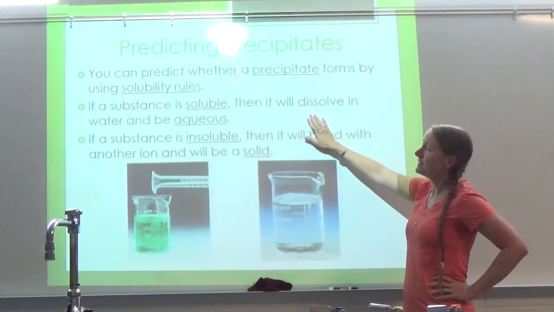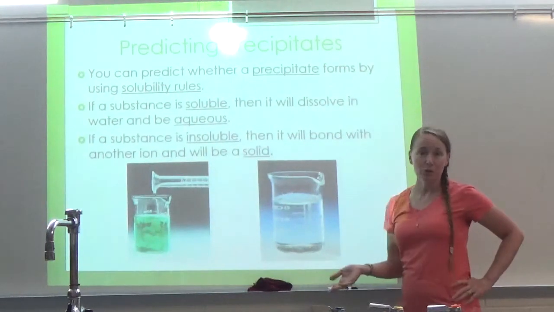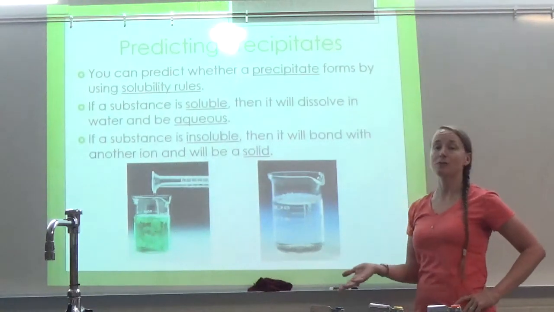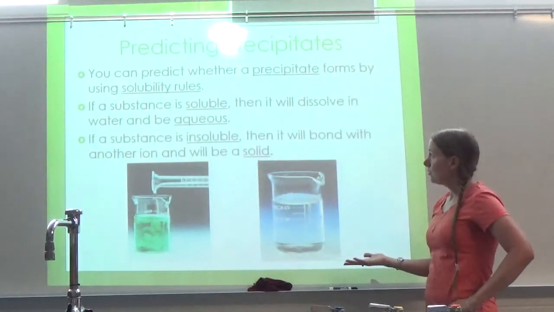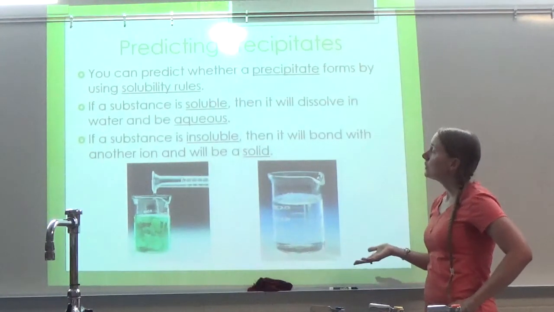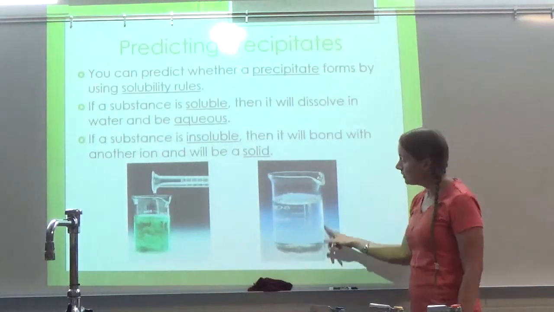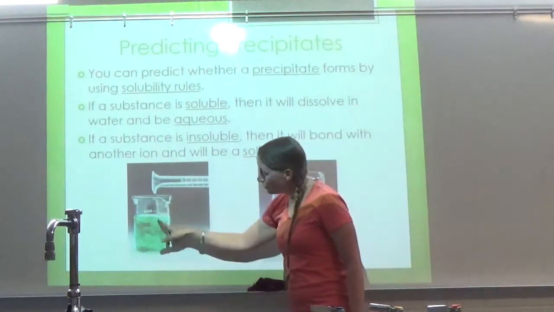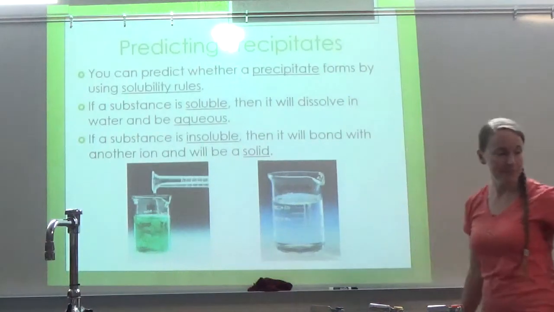So if a substance is soluble, then it will dissolve in water and be aqueous, so it will not form a precipitate. Remember, a precipitate is a solid that forms in a liquid mixture. If a substance is insoluble, then it will bond with another ion and will be a solid, and that would be a precipitate. So here, this only has soluble substances. This one has something that's insoluble that's forming that precipitate.